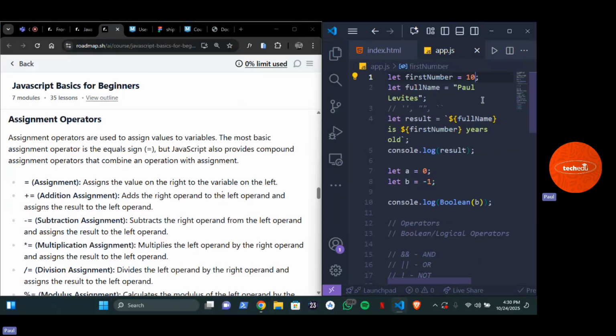Assignment operators are used to what? Assign values to what? Variables. Now, if you look at let first number equals to 10, what is your assignment operator? Equals to. Are you sure? Yes.